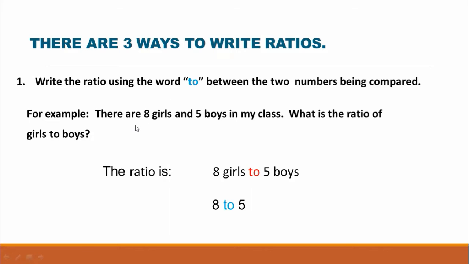For example, there are 8 girls and 5 boys in my class. What is the ratio of girls to boys? Then the ratio is 8 girls to 5 boys, and we can write 8 to 5. So the first way which represents the ratio between two quantities is to write the word "to" between the two numbers being compared.